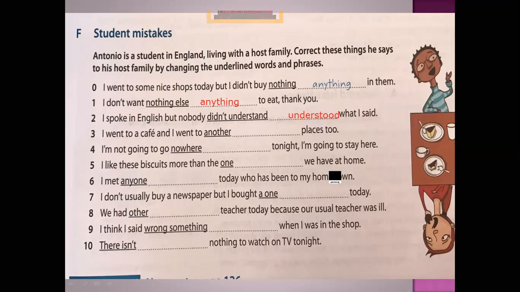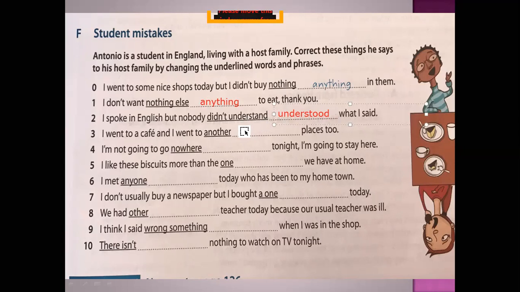Understood. Now try to figure out why I wrote this one. Because here it says "didn't," which is negative, so we will make it positive, the opposite. That's correct. "Didn't" because it's in the past and "understood" is in the past. Correct. Very good, girls.